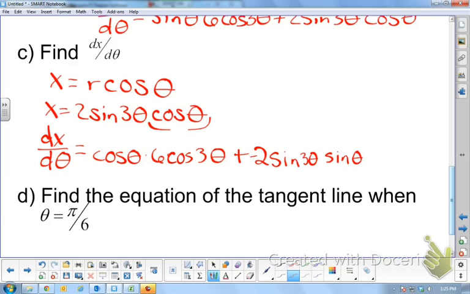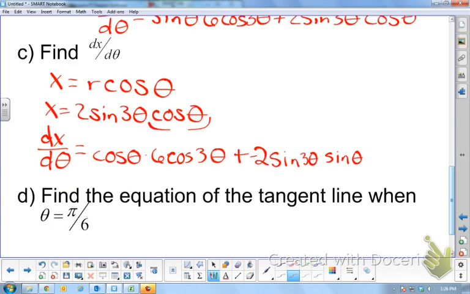What if I looked at dy d theta and said dy d theta is negative? Up or down? Negative, our function would be moving down as our angle changed, if our derivative was negative. If it was positive, our function would be moving up as our angle changed.